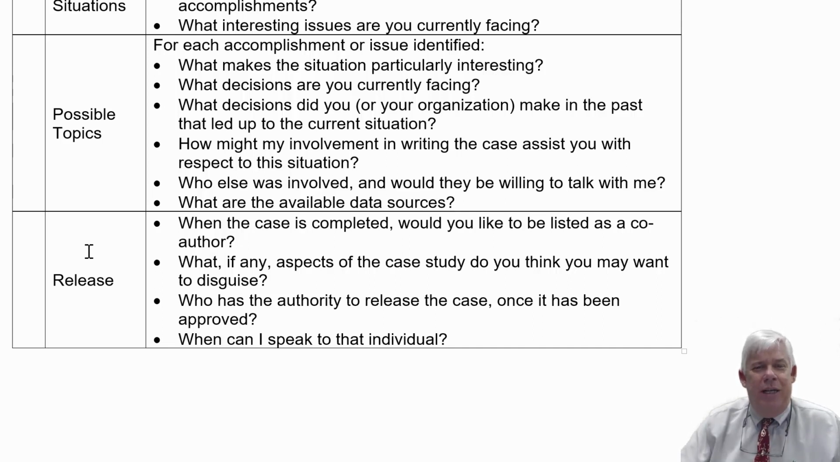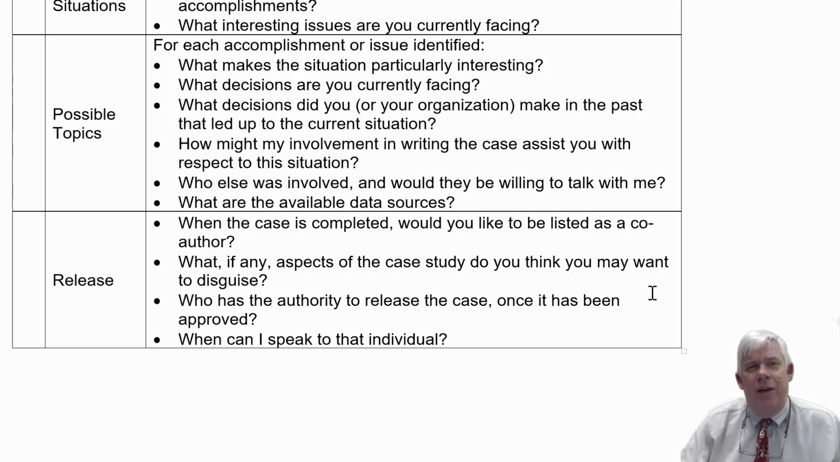Finally, I strongly encourage you to talk about what is going to happen to the case when it is done. And this is the question of case release, because what you do not want to have happen is to do a whole bunch of research and then discover that you're not going to be able to publish any of your data. And you are most likely going to have to explain the publication process to an organization, unless it's an academic organization that you're studying.